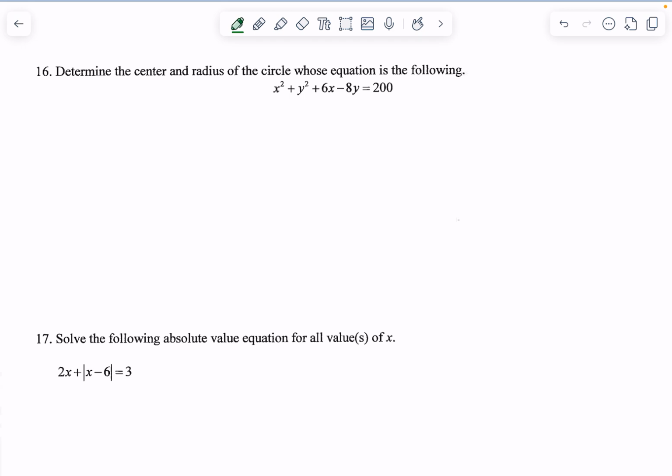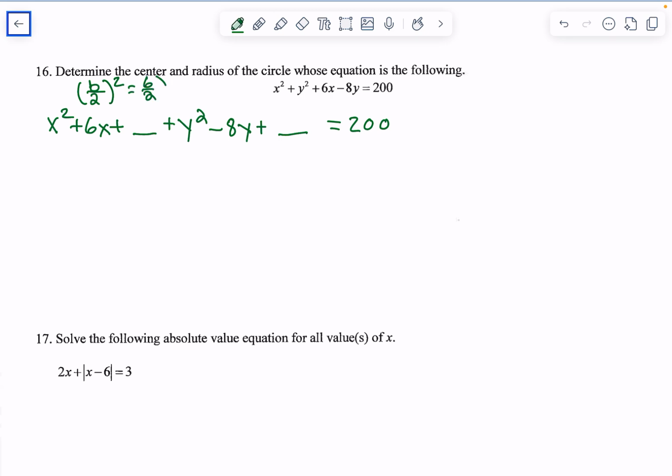Okay, so we're going to rewrite this and complete the square twice. X squared plus 6x plus some number, and then we're going to take the plus y squared minus 8y plus some number is equal to 200. Now, instead of doing the opposite, we're going to do the same sign. Remember, to complete the square, b over 2 squared. So this is 6 over 2 squared, which is equal to 9. So this is going to be 9 here. We're going to add 9 over here.